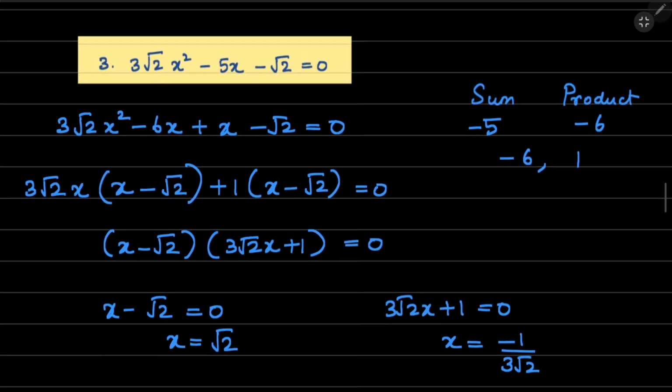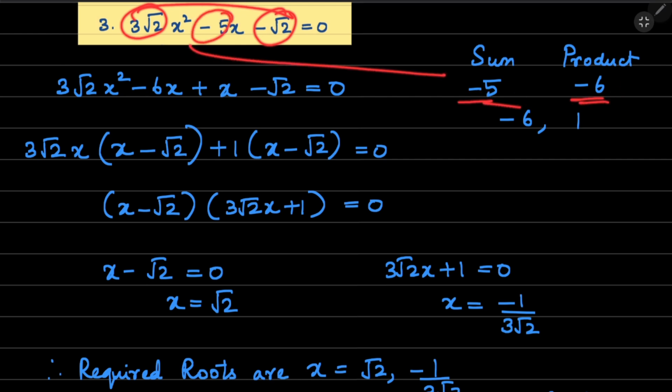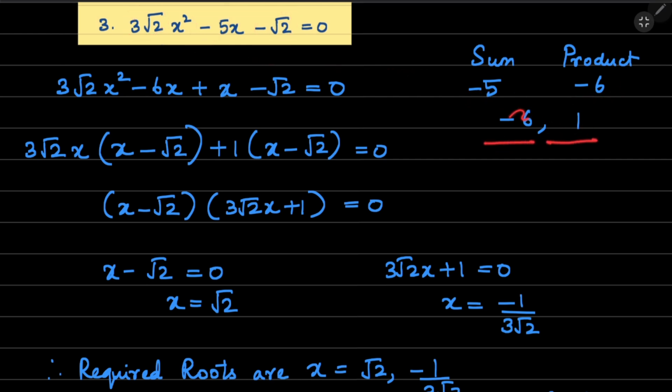So I hope you are able to understand this. One of the main things here to notice: taking out your sum and taking out your product. A into C is your product. Getting your sum. Sum is always the B. And then finding two numbers that fit in your sum and product. And then substituting the middle term with these two values. Let's do another question.